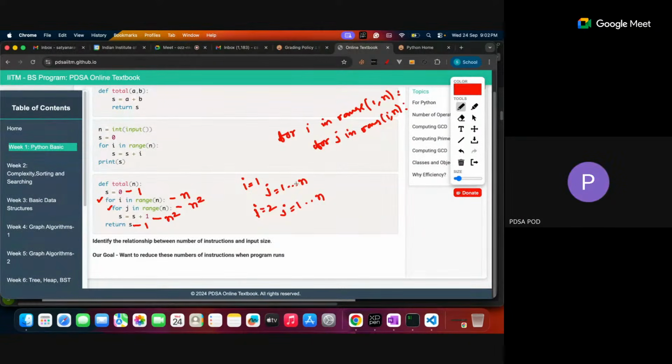So at this time, what happens? The first time, j is repeated 1 to n times. Clear? So this means definitely it's going to be n minus 1 next time, then n minus 2, then n minus 3, because as i is increased, j is decreased, right? So if you do the asymptotic, it is almost n square.